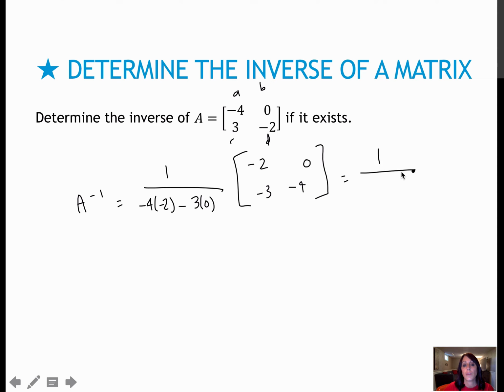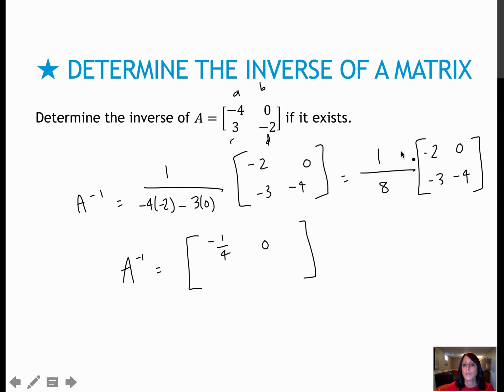That leaves me with negative 4 times negative 2, which is 8, minus 0. So that's 8. So I have 1/8 times all of this, which means my inverse matrix is a little bit ugly, but that's okay. 1/8 times negative 2 is negative 2/8, or negative 1/4. 1/8 times 0 is 0. 1/8 times negative 3 is negative 3/8. And 1/8 times negative 4 is negative 4/8, or negative 1/2. So that is my inverse matrix.